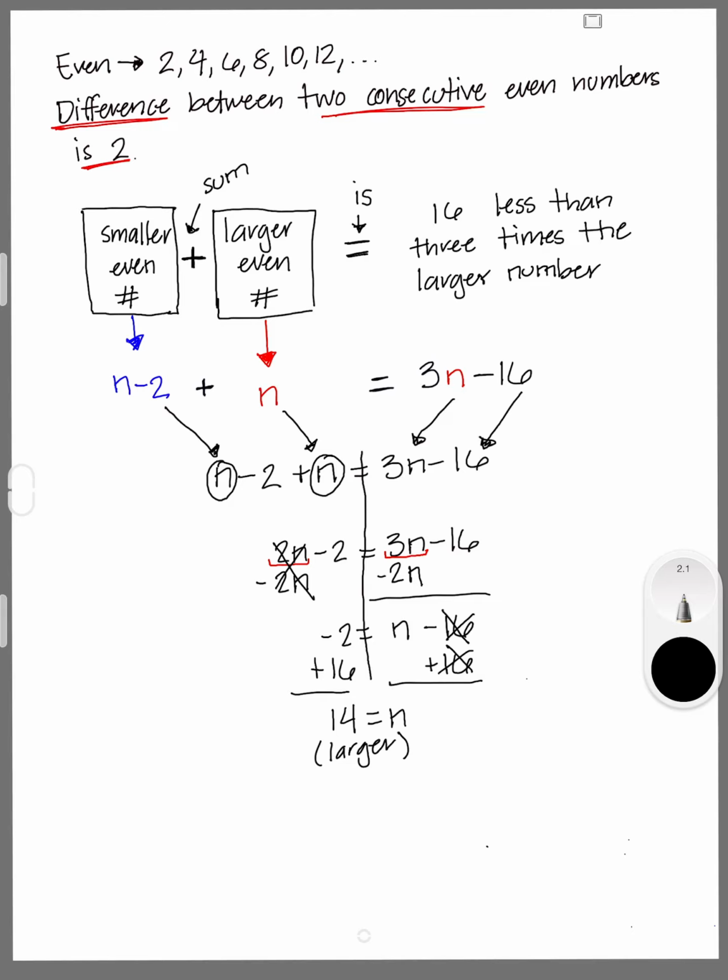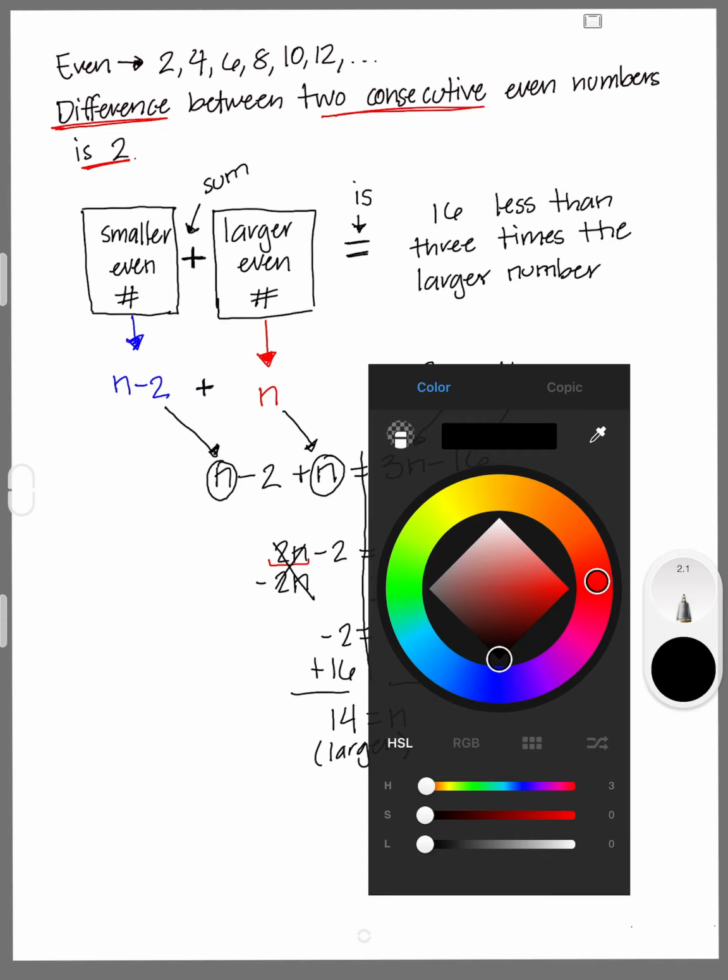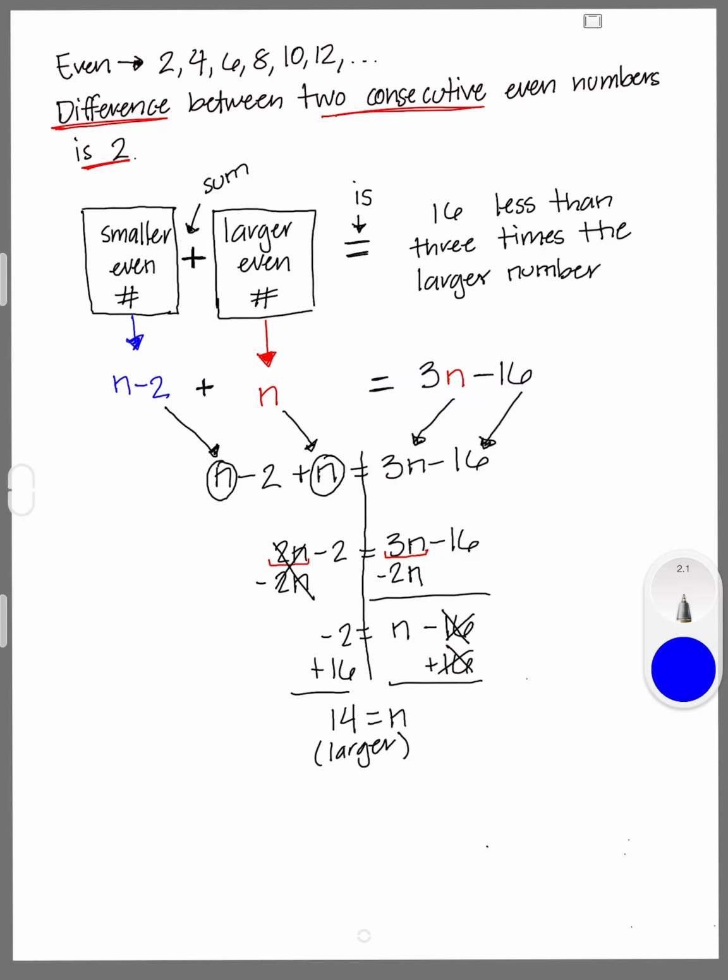Now we still need to find the smaller even number, right? So we know that the smaller even number is n minus 2. So what I'm going to do is take that n value and replace it where that n is. So n is 14, so I'm going to replace it with 14 minus 2, which is going to give us 12.